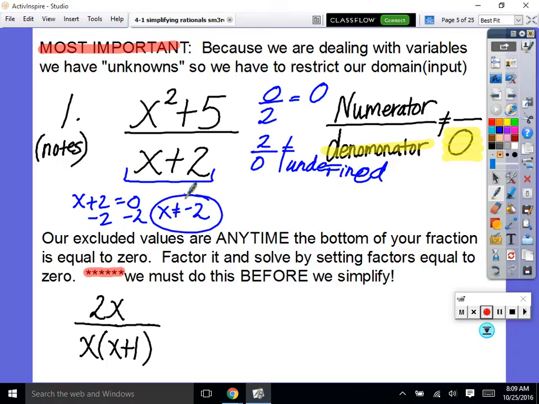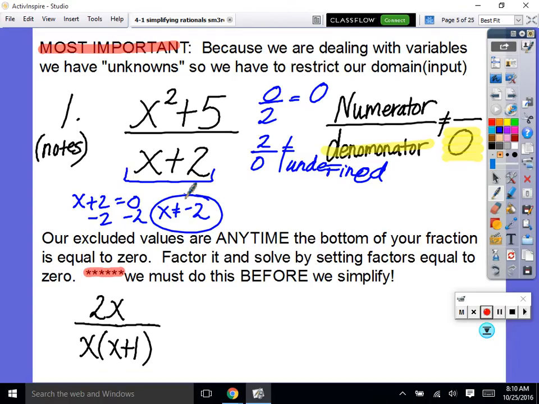Does everybody understand? That's going to be our domain restrictions. That's going to be part of our answer. Is everybody good with that? Okay. All right, so our excluded values, that's our excluded value right there. So we would then simplify this after we exclude our values, but this one didn't simplify. So we would just say this is our answer as long as x does not equal negative 2. Because if it did, then we would have an undefined expression.